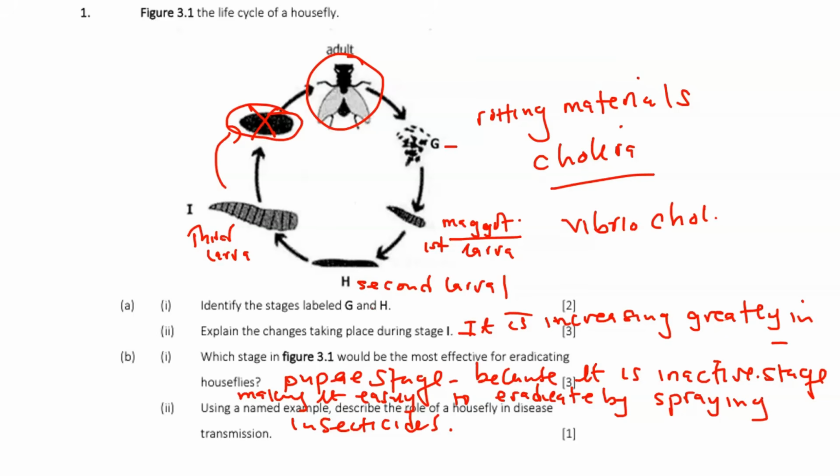Let me just write it nicely: Vibrio cholerae is the bacterium that causes cholera. So that is basically what happens.